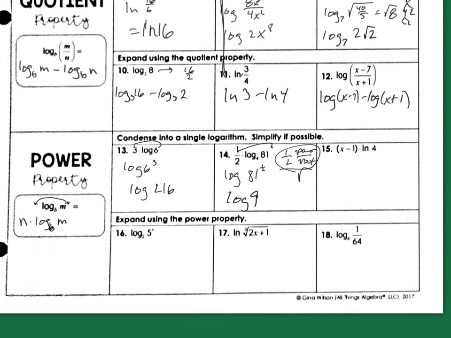In number 15, our power is this whole thing. So the natural log of 4 to the x minus 1. Now to undo it, we just bring it down. So this is going to be x times the log base 2 of 5.